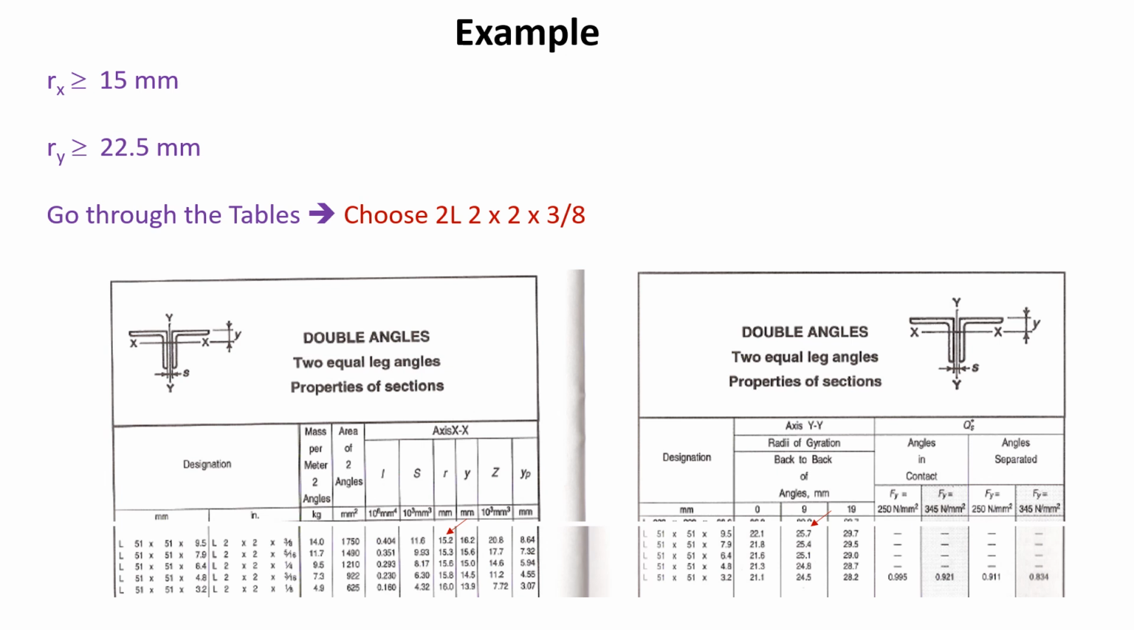When you look at the value of Ry, you will see that you have 3 columns. So choose the one in the middle. This is different spacing between the two angles. Usually we go for the 9 millimeter. Based on this, I found that the section that can be used is 2 angles 2 by 2 by 3/8. So this is the design for the bracing members. You need to do this for the horizontal bracing and the vertical bracing. So this simple calculation, you need to perform it twice.